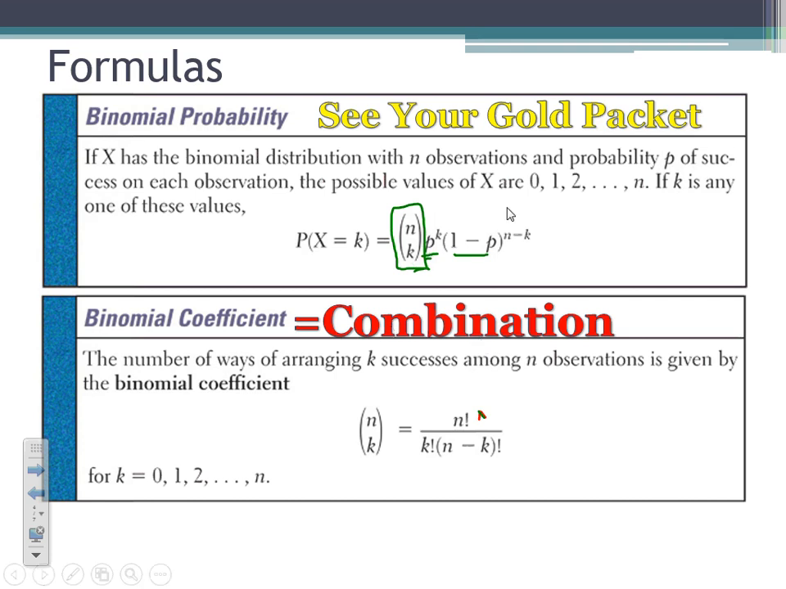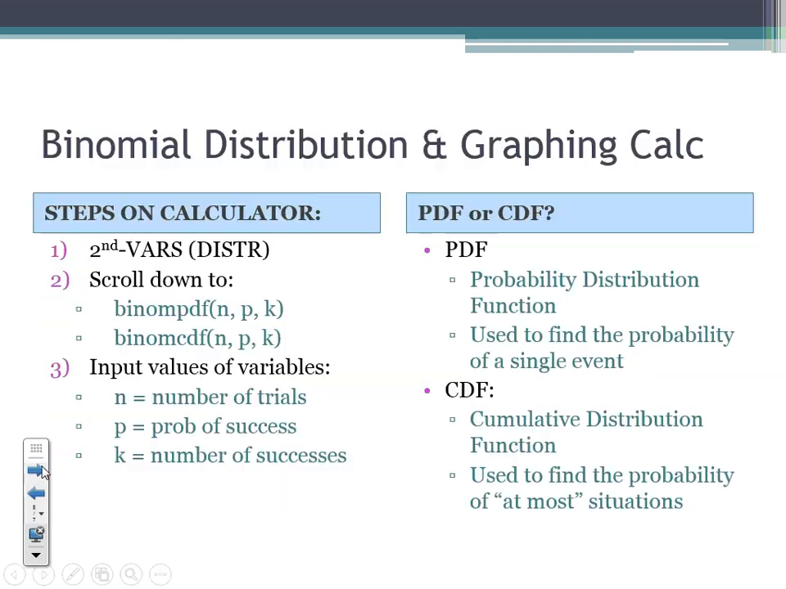Now, this isn't a formula you need to worry about memorizing. Again, it's in your gold packet, and it's also built into your graphing calculator, and that's what I want to show you how to deal with today. So this slide, you can see there's some steps on your calculator, and we need to talk about the difference between a PDF or a CDF.